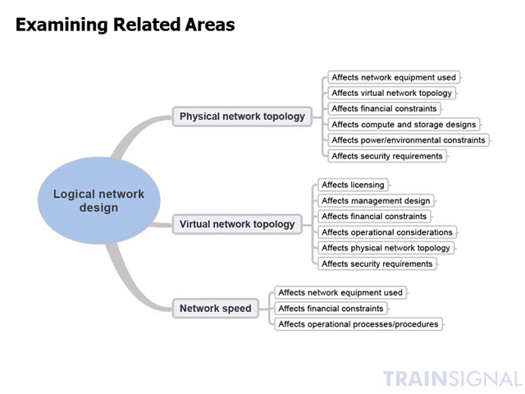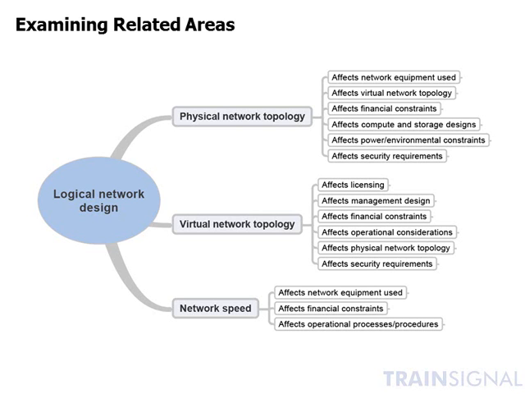Similarly, when we start discussing the virtual network topology, we can see some of the dependencies or relationships include effects on licensing, on the management design, on financial constraints, operational considerations, the physical network topology, and security requirements. And finally, network speed is going to affect both the physical and virtual network topology, as well as some financial constraints and operational processes or procedures.